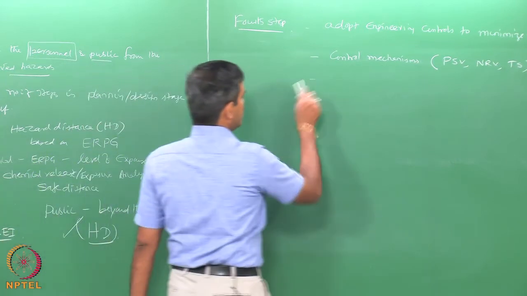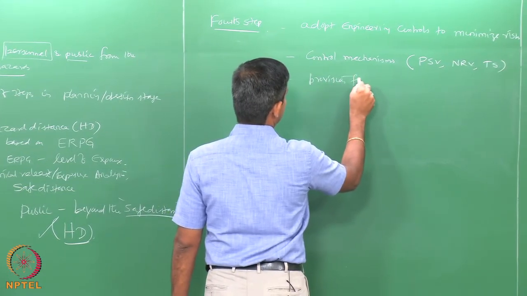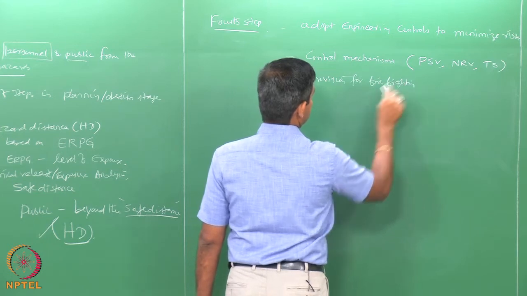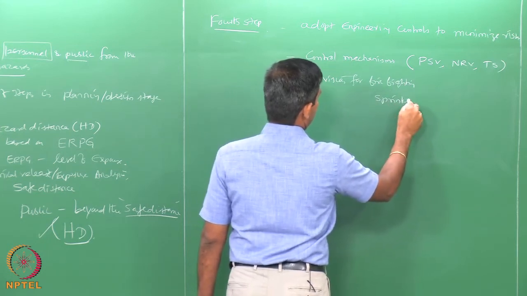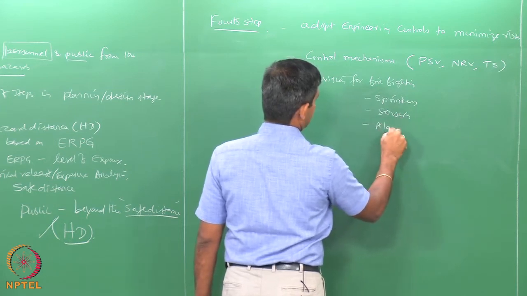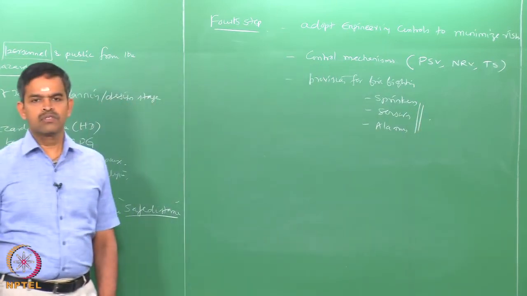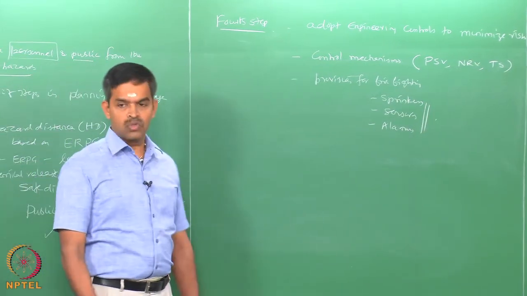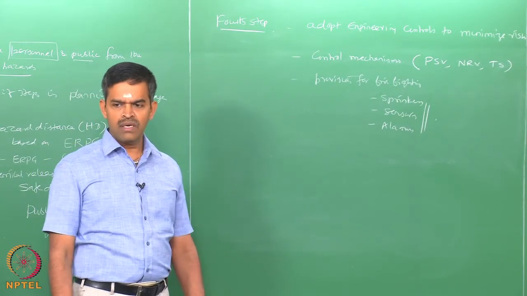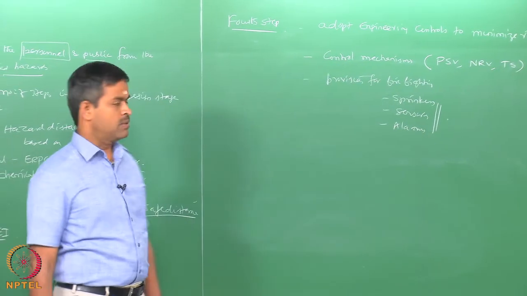The second could be good provision for firefighting, sprinklers, sensors, alarms, etc. So, all should be effectively planned, so that engineering controls or tools of engineering control are used widely and effectively to bring down the hazard scenario as minimum as possible.